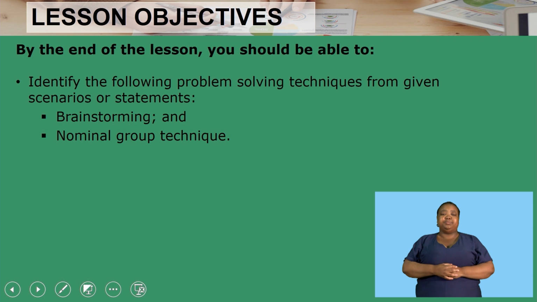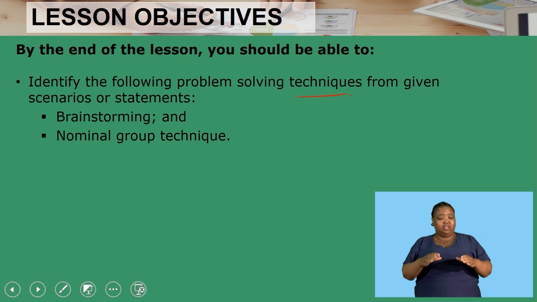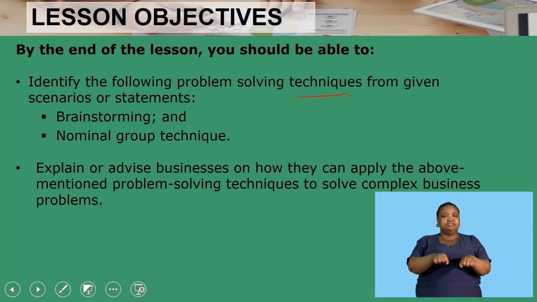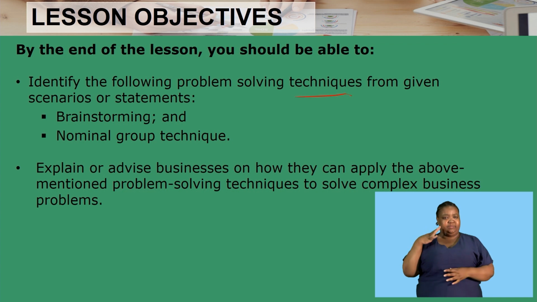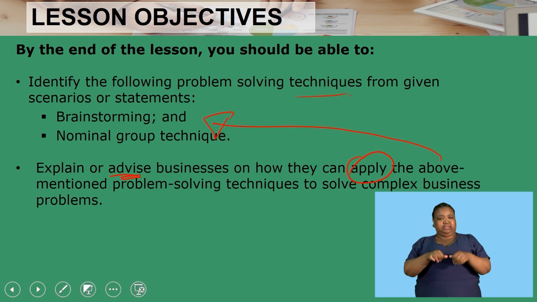Right, so we're going to start with our learning objectives for this lesson. By the end of this lesson, you should be able to identify the following problem solving techniques from given scenarios or statements. We'll be focusing on brainstorming and nominal group technique for this lesson. Not only should you be able to identify them, but you should be able to explain or advise businesses on how they can apply them. It's very important. The above mentioned being brainstorming and nominal group technique.